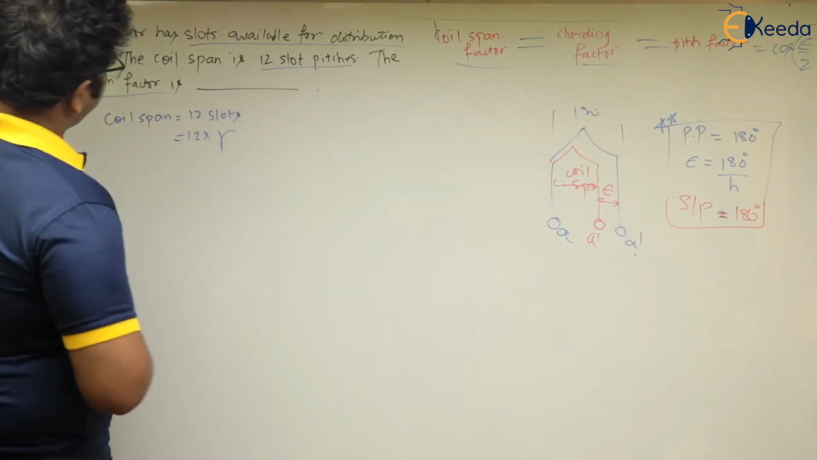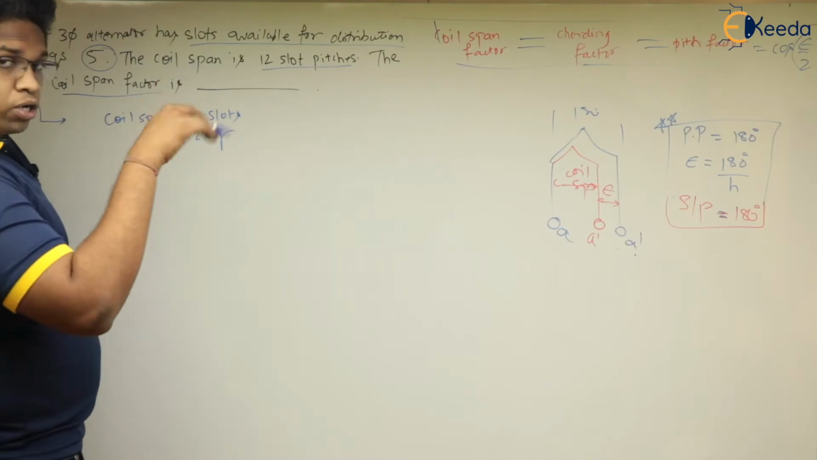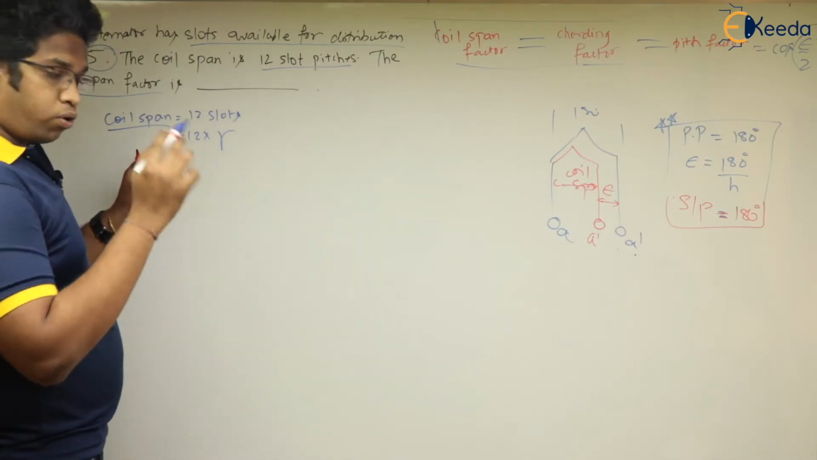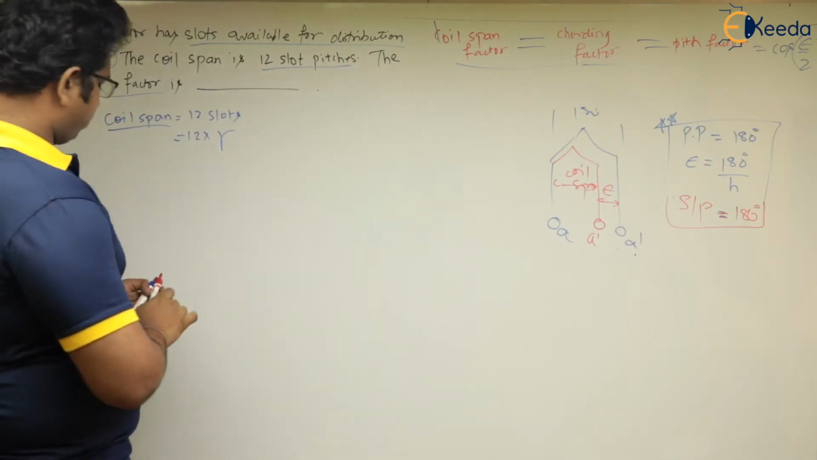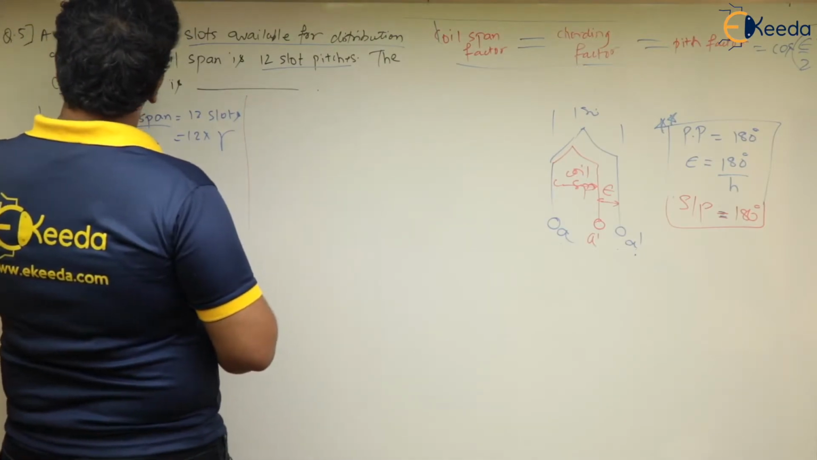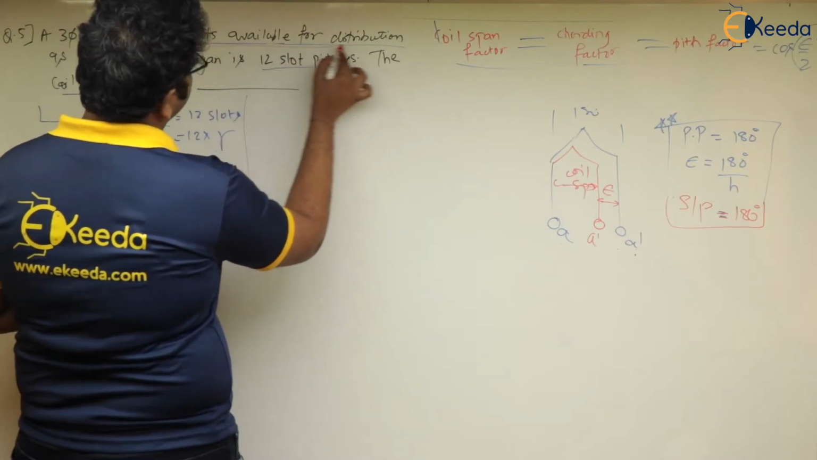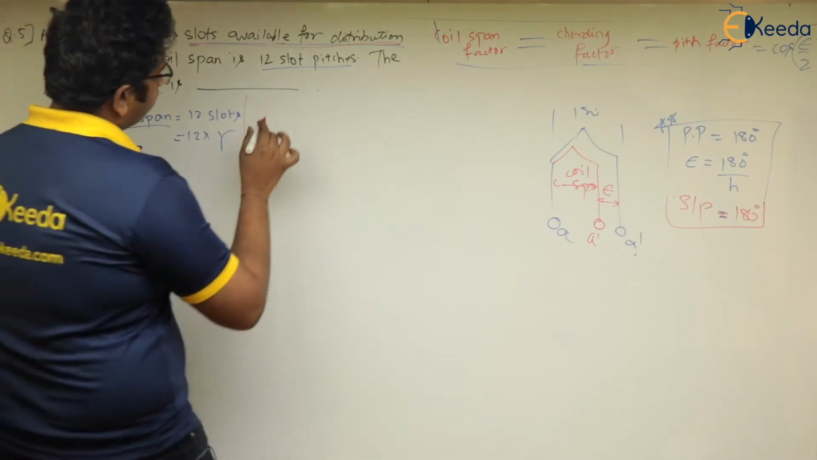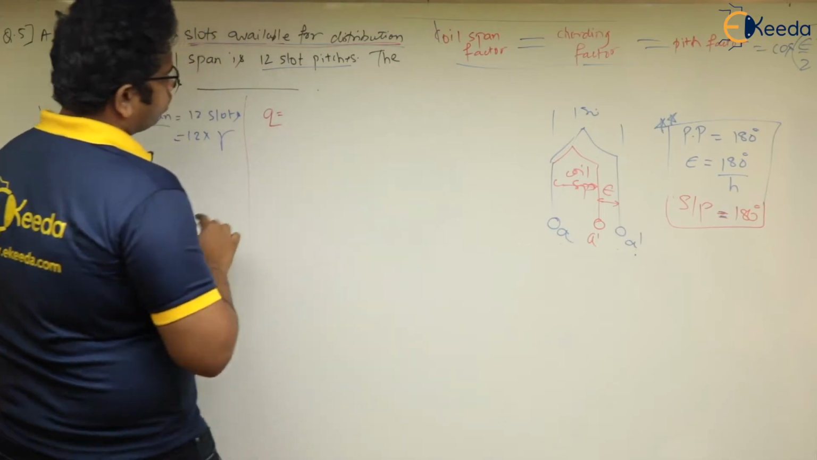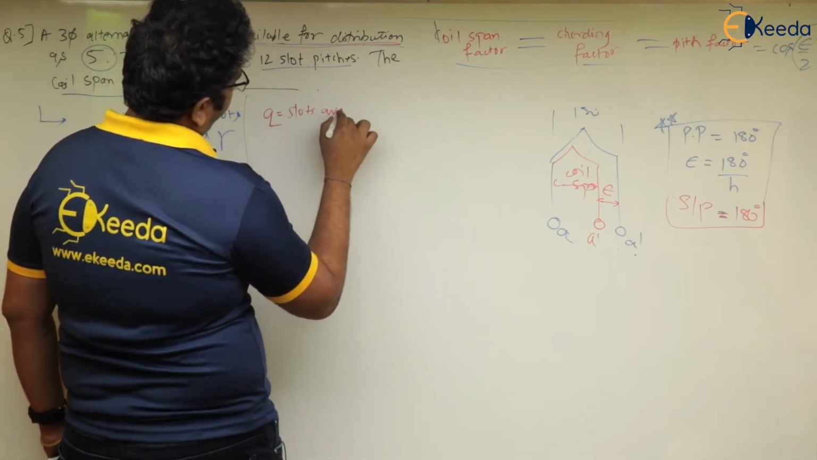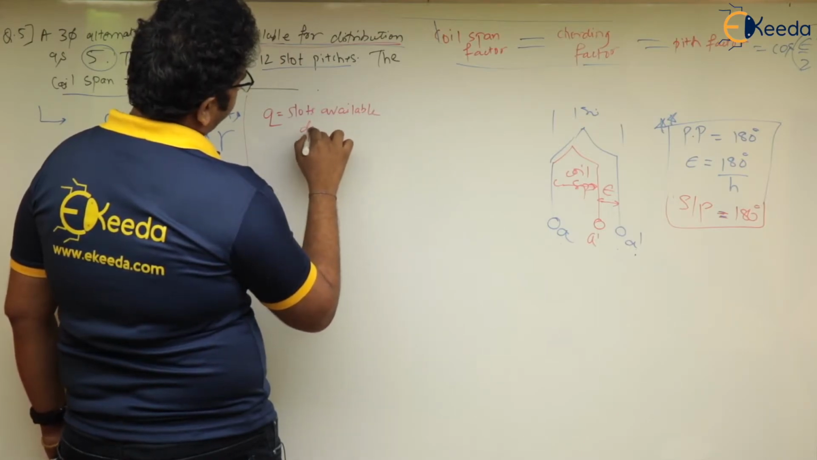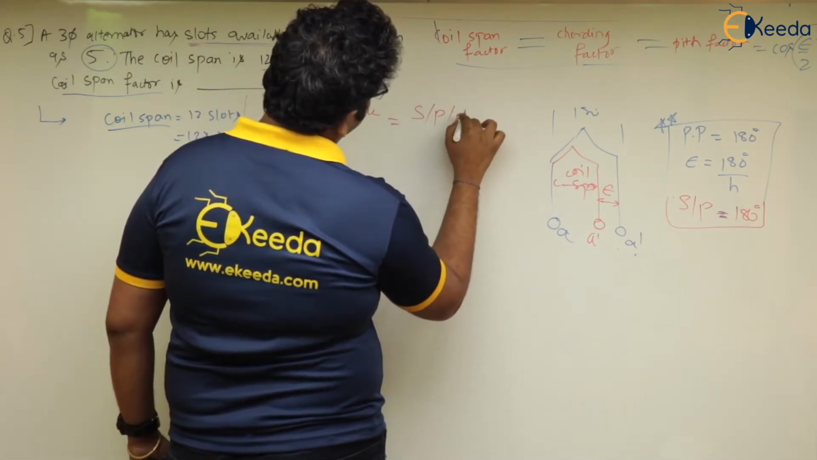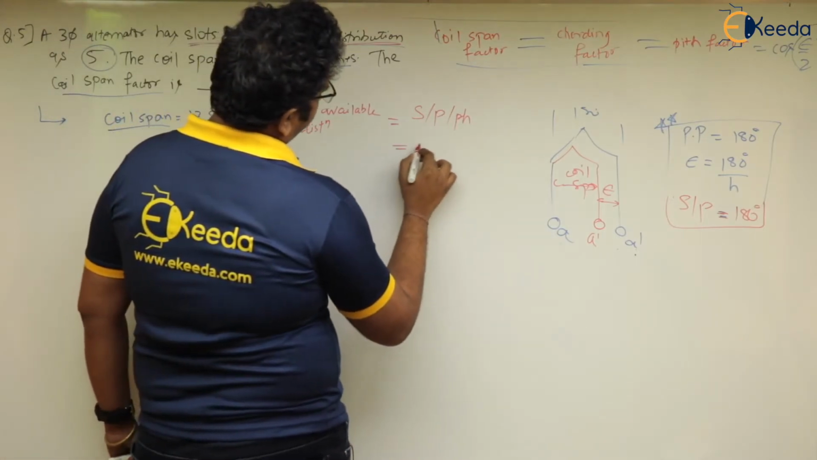If you think of Kp here, you need epsilon, but in order to find epsilon also, you need to have this coil span. So to find coil span, you need gamma. How to find that gamma? See here, very simple. What have they said? They said slots available for distribution. Do you remember what that is? That is nothing but Q. Q is slots available for distribution, so it is equal to slots per pole per phase, which is given as 5.